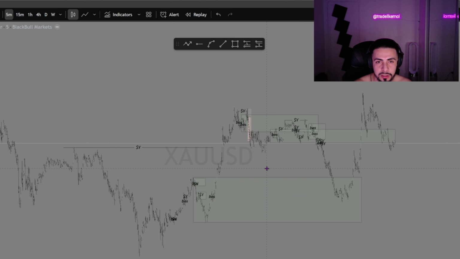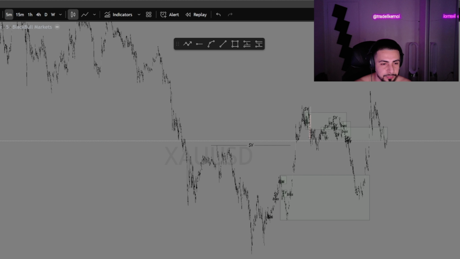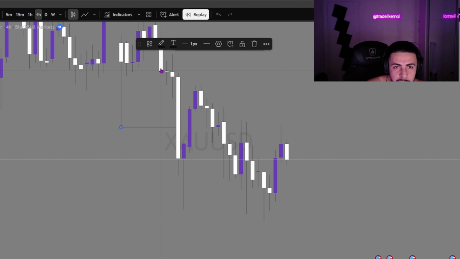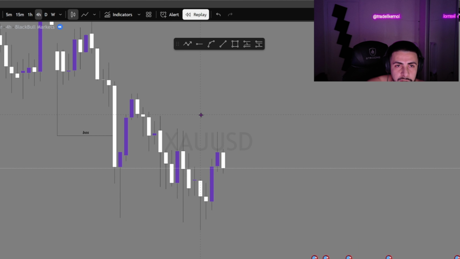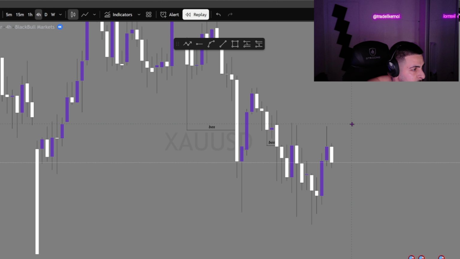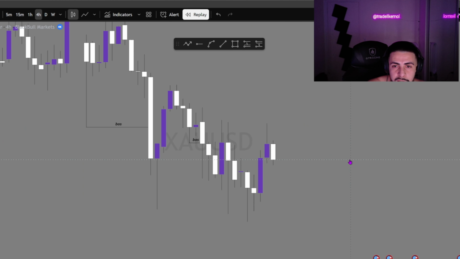Alright, so let's start on Monday. Let's start backtesting. We'll go all the way to the beginning of the week, which was Sunday. Sunday 3 p.m., we have one break of structure here, and our second one right here. Those are our two breaks, signaling we are in a downtrend on the 4 hour.